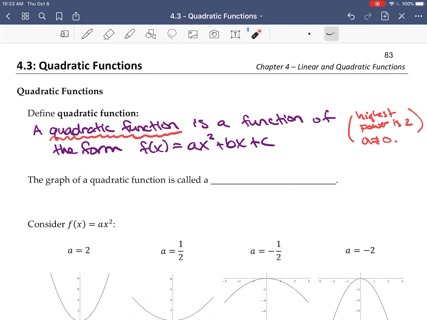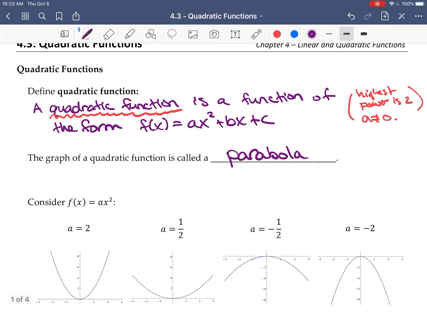And you probably recognize that this looks like the equation for a quadratic equation. So the graph of the quadratic is one that we've worked with heavily. It's called a parabola. And the standard one is y equals x squared.